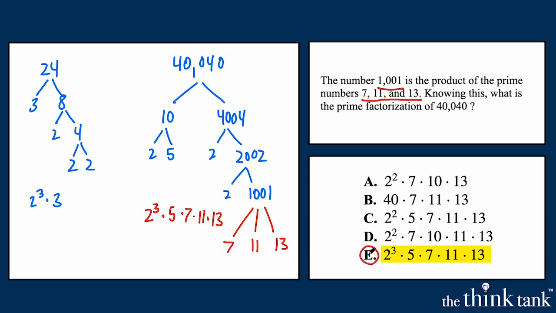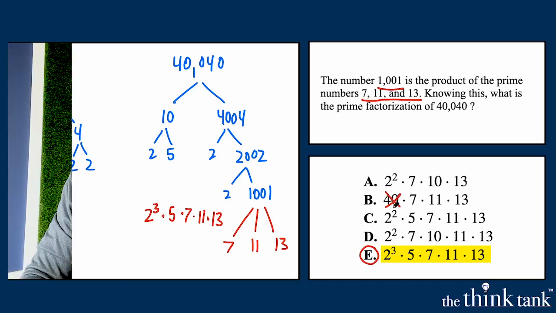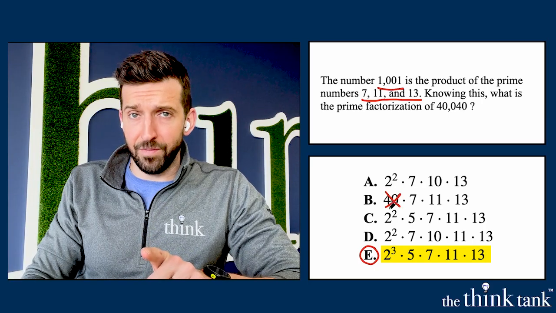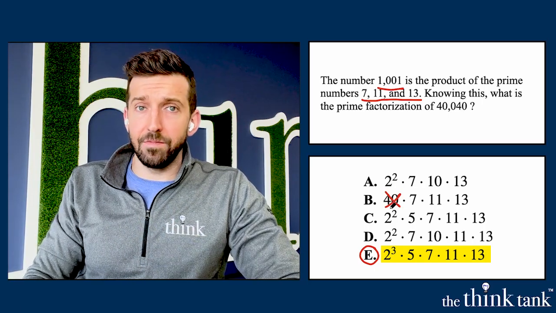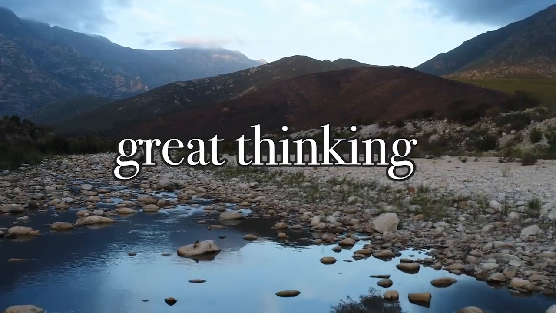Now, if you picked B, for example, this is correct in terms of its value, it does give me back the 40,040. But notice 40 is not prime, so this was not the prime factorization that they were looking for. But if you did get E, great thinking.